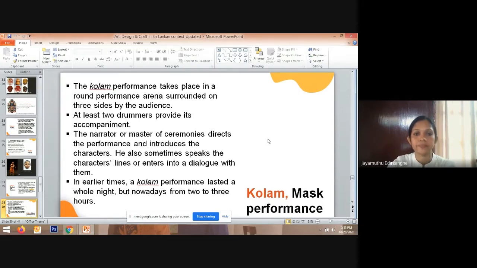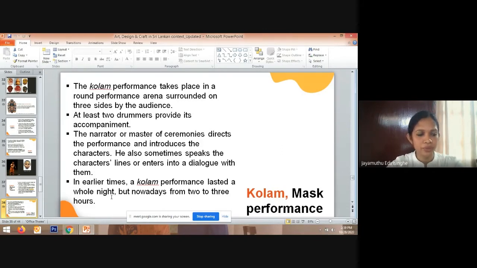Usually in this kolam performance, it happens in a round performance, and three of the sides are occupied by the audience. They have at least two drummers, who also join in the conversations and dialogues with the characters or actors. And mainly there is one narrator or master of ceremony. He is the one who leads the entire performance, and he also sometimes joins the characters when there are dialogues and narrations. He also joins the other dancers.